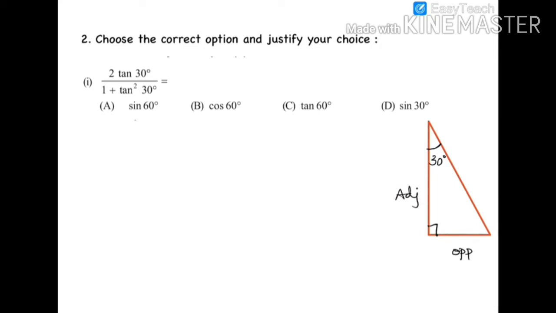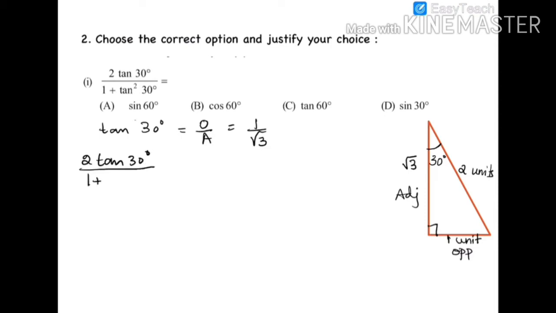We have also learned the Pythagorean triplets that can be the side of this triangle. Opposite to 30, we have 1 unit. Longest side is hypotenuse, that will be 2 units. And the adjacent side to 30 degree angle will be root 3. So tan 30 from this triangle is opposite upon adjacent, and that is equal to 1 upon root 3.